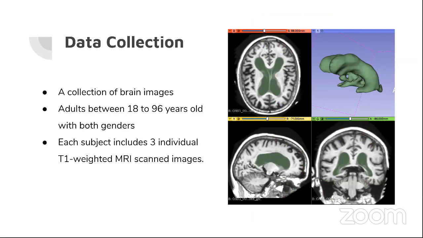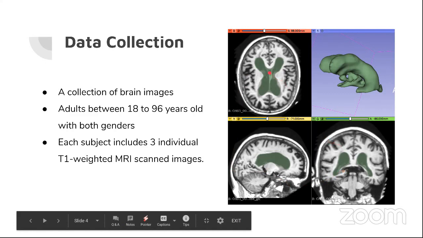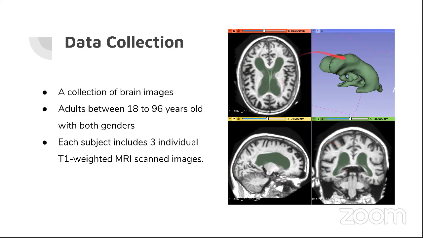The project is using a set of brain imaging data, which consists of a collection of brain images from adults between 18 and 96 years old, of both genders, from the OASIS database. The project expects to have 3D whole MRI brain images as input values and 3D ventricle images as output values. For this purpose, we segmented out the 3D images of ventricles from the images of the whole brains by using a software called 3D Slicer.